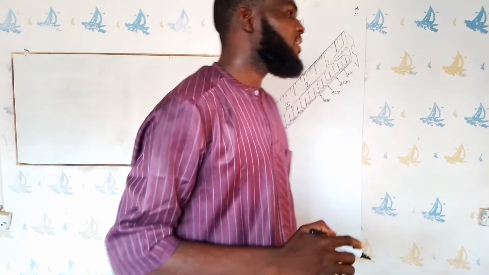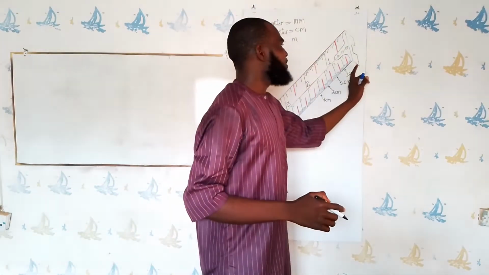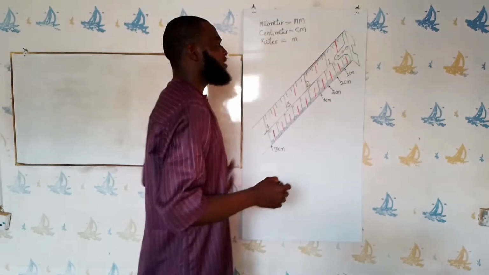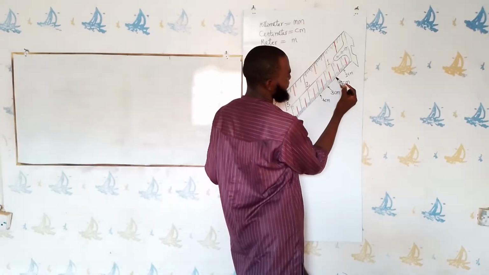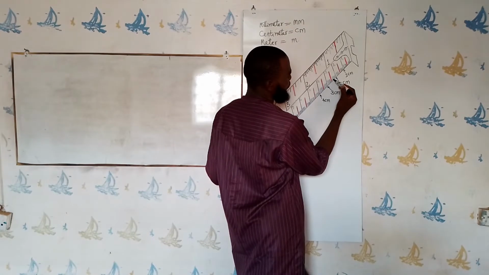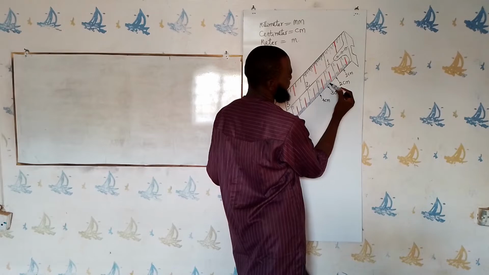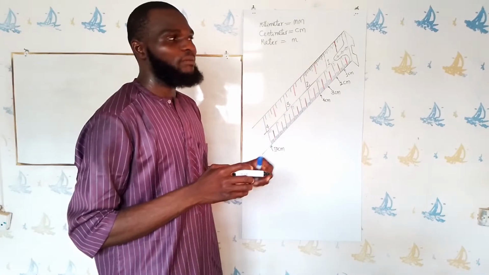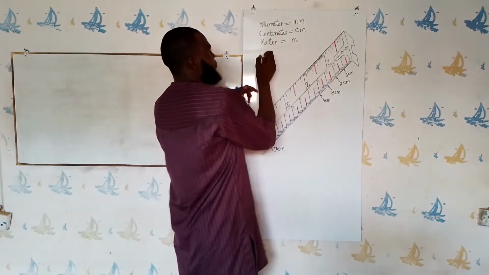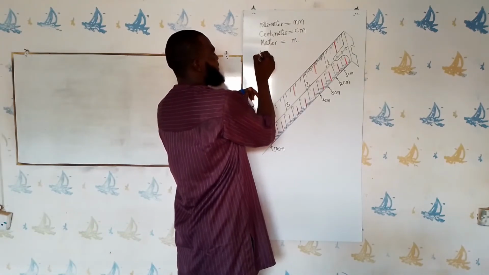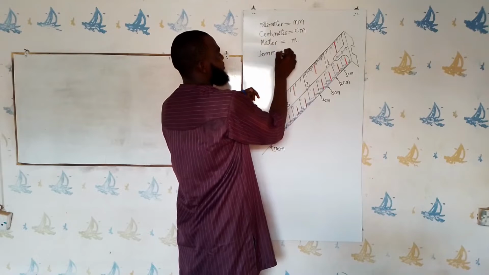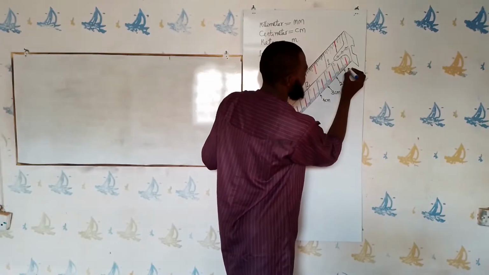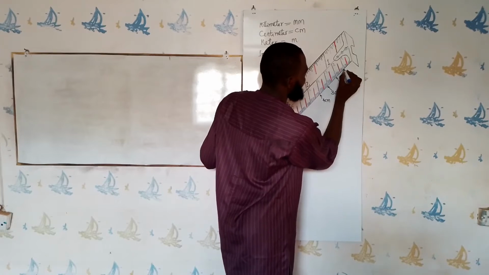You will notice something, that each cm, from the starting point up to here, is subdivided. When you count the divisions, let's count it: 1, 2, 3, 4, 5, 6, 7, 8, 9, 10. You can see that it is divided into 10. Each of them is in millimeter. So you can boldly say that 10 millimeters makes 1 centimeter.